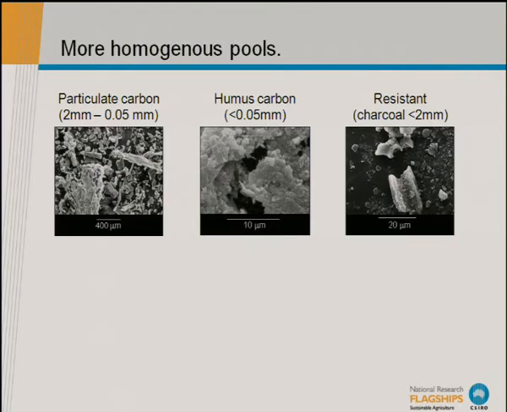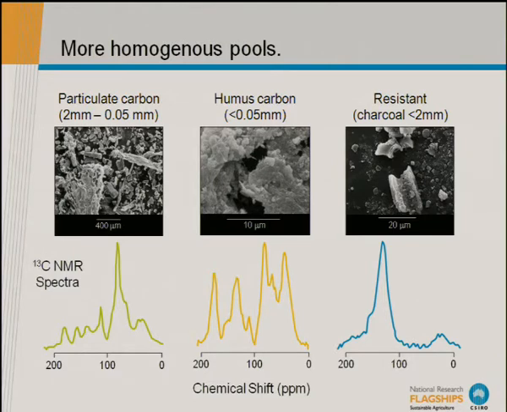And yes, this picture again. It's this idea that we could generate more homogeneous pools. And just looking at some NMR spectra again, we do see that we have reduced the variability quite a good bit. So the particulate fraction, if you're not familiar with looking at NMR spectra, basically the peak centered around 80 ppm on the chemical shift scale, that's the O-alkyl carbon, so that's your carbohydrates. So the more dominant that peak, the more it's just simple plant tissues and highly degradable stuff. So we do see that we have reduced it.